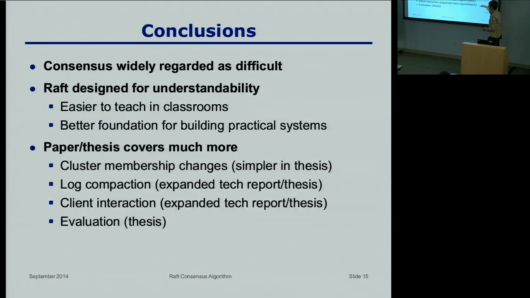There are several more topics that you need for a full-blown system. So cluster membership changes would be, say I start with a 3-server cluster, and I change my mind up to a 5-server cluster, or how do I replace servers if they fail? You actually need to do that through the consensus algorithm because you're changing the definition of majority. So to do that safely, you want to automate that.